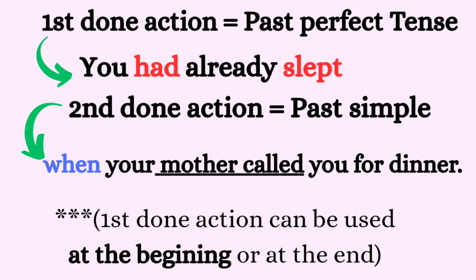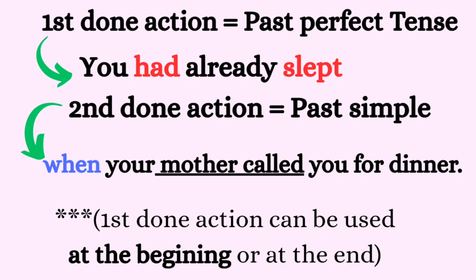Here I have taken one example. You had already slept. This was the first action which happened in the past. When your mother called you for dinner, you had already slept. It was the first action. The second was at the time your mother called you for dinner. The first done action can be used at the beginning or at the end.